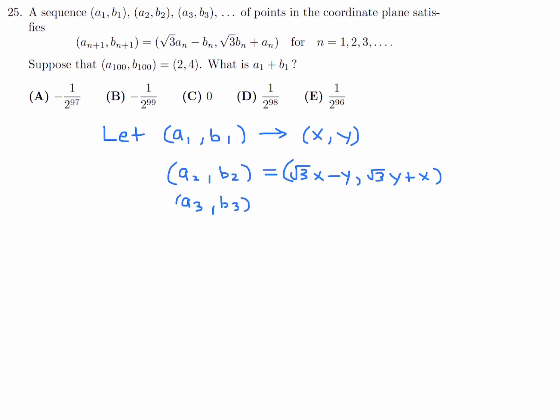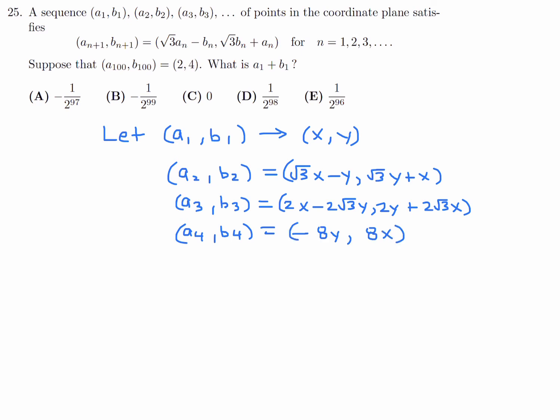Continuing, a3, b3, you will get 2x minus 2 root 3 y, and 2y plus 2 root 3 x. Continuing for a4, b4, you will get the following result: minus 8y and 8x. This is a pattern that continues, and you can conclude at this point that a_{n+3} and b_{n+3} will be negative 2 to the power of 3 b_n, and 2 to the power of 3 a_n, just like how we got this right here. This pattern will repeat itself if you continue to do the algebra.